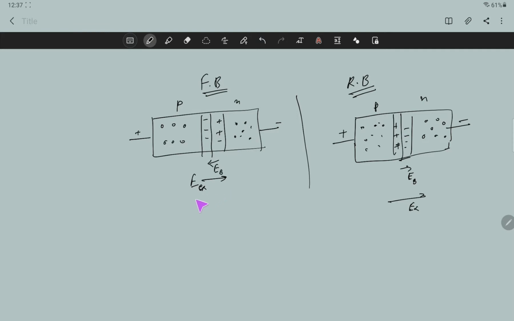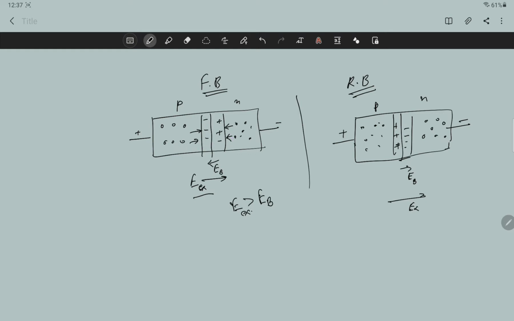So when this external E is greater than E_B, the biasing electric field, the majority charge carriers on the p type side penetrate this depletion region, and these electrons on the n type penetrate this depletion region and form electric current in the external circuit. So these are the majority charge carriers.